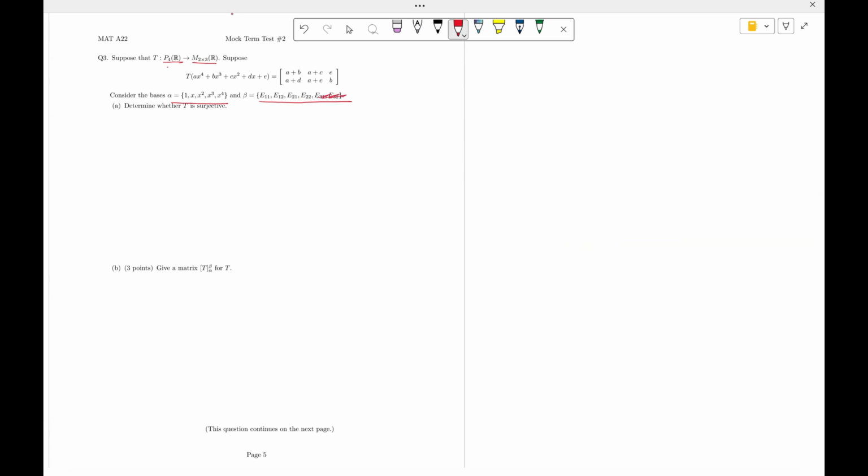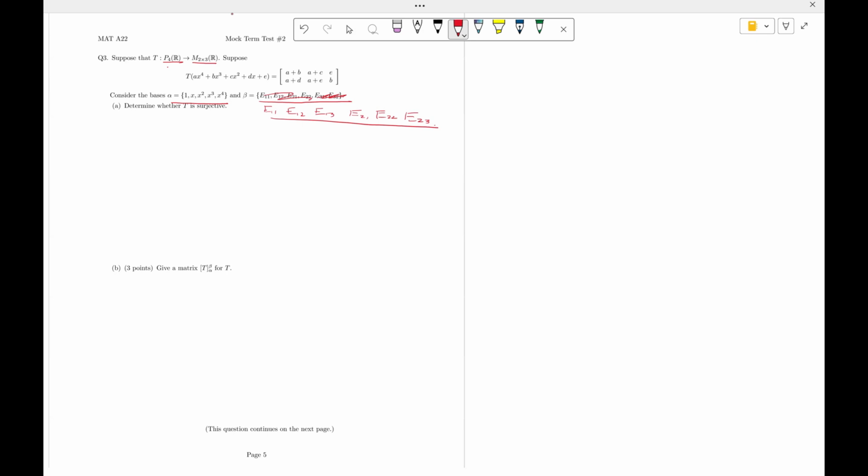This should be e11, e12, e13, e21, e22, e23. Okay, those nice standard bases.